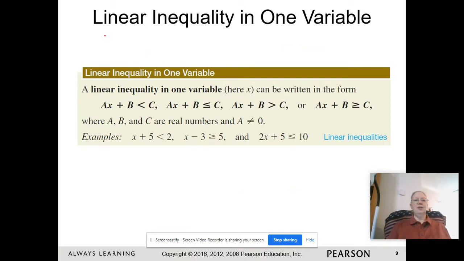Remember, when we're solving an inequality, we solve it in the same way we would solve an equation. There is one exception, and we'll talk about that in just a minute. So this is an example of a linear inequality in one variable. X plus 5 is less than 2. X minus 3 is greater than or equal to 5. 2x plus 5 is less than or equal to 10. These are all examples of linear inequalities in one variable. Yes, we will be doing linear equations in two variables, just a heads up.